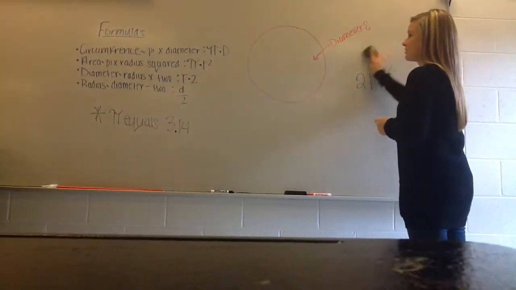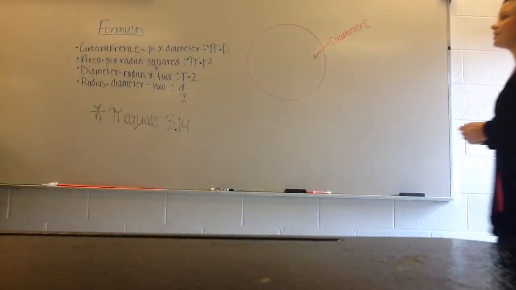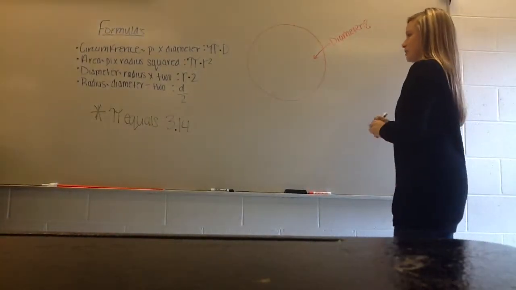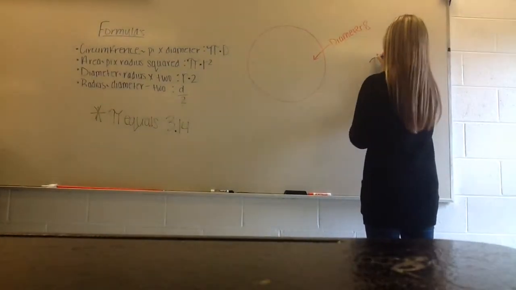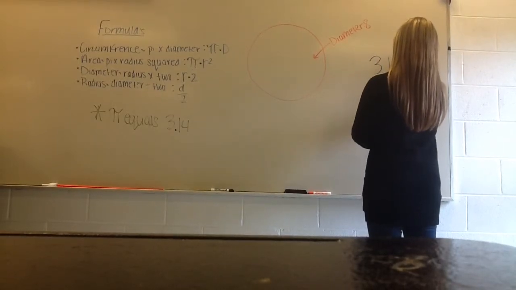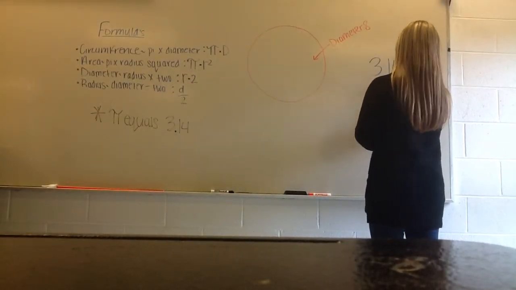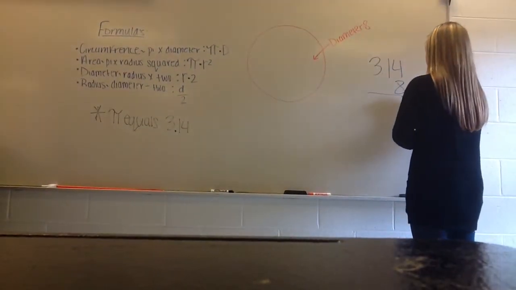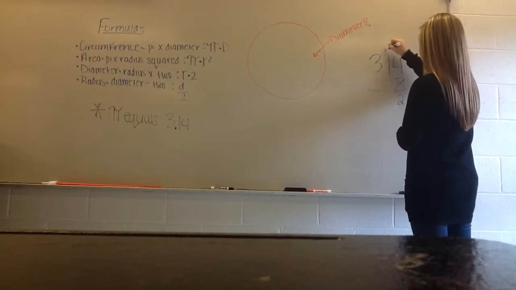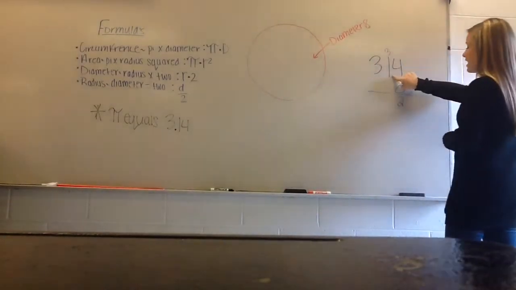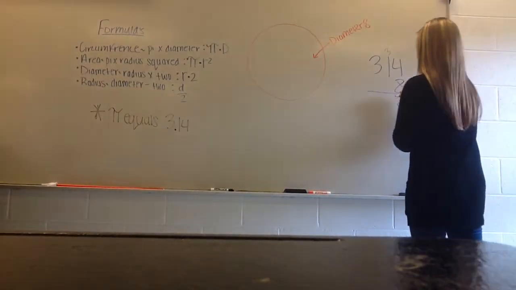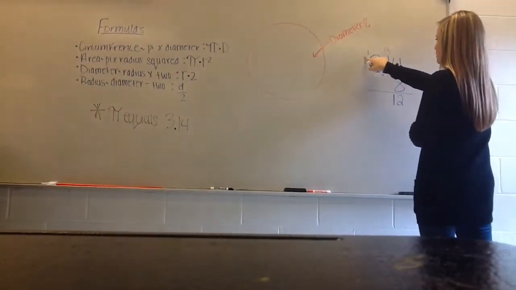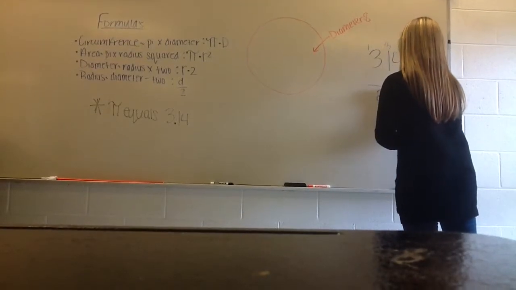Next we have the circumference. The circumference is pi times diameter. So remember, pi is always 3.14, so we have 3.14 and our diameter, which is 8. So now we have 3.14 times 8. 8 times 4 is 32. We'll bring our 3 over. We have 8 times 1, which is 8, plus 3, which is 11. We bring our 1 over. 8 times 3 is 24, plus 1, which is 25.